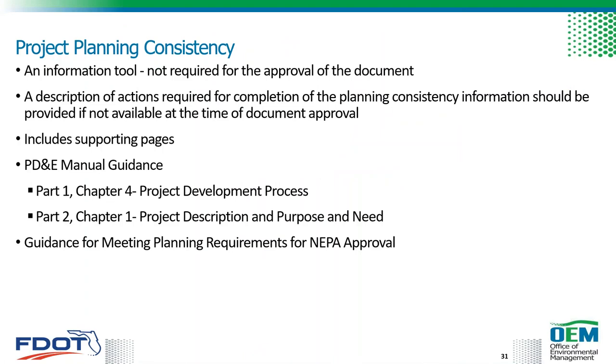For future phases not currently shown on reference plans and programs, the form should also include information on the planned steps towards implementation, including the anticipated fiscal years. Supporting documentation for project plan consistency should also be attached to the form, such as actual pages from the appropriate long-range transportation plan, the cost feasible plan, transportation improvement program, and the current state transportation improvement program. And we have a lot more information available on planning consistency in both Part 1, Chapter 4 and Part 2, Chapter 1 of the PD&E manual, as well as this guidance document, the guidance for meeting planning requirements for NEPA approval. And I'll include a link to these resources here at the end of this presentation.